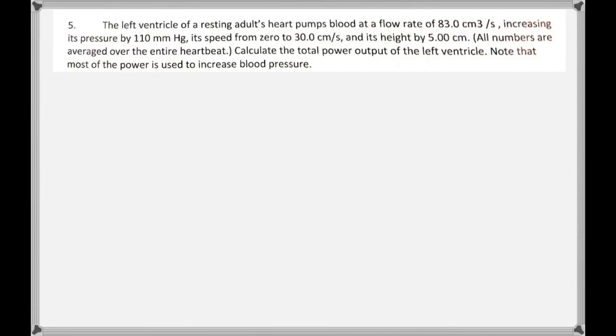So when the heart pumps blood at that flow rate, it's increasing the pressure, number one, it's increasing the speed, and also increasing the height. All right, so you see that it's giving it pressure energy, kinetic energy, and potential energy. And you've got to find the total power output, the total power that the heart is expending. Now, since all three types of energy are here, you've got to use the entire Bernoulli's principle.